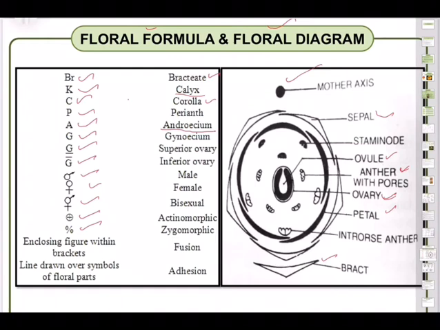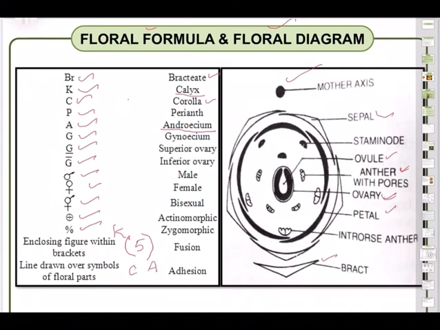And if we write some numbers and put them in brackets, like let's say 5 sepals are there, we say 5. And for sepals, we write K. Now you write K and 5 within bracket. That means that flower has got 5 sepals and all the 5 sepals are fused. Then we say fusion within bracket. Then adhesion. That is normally the petals, that is we write C and then the androecium.